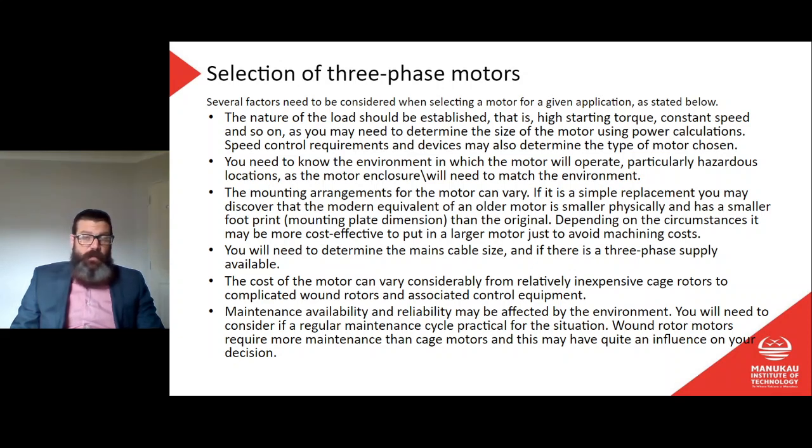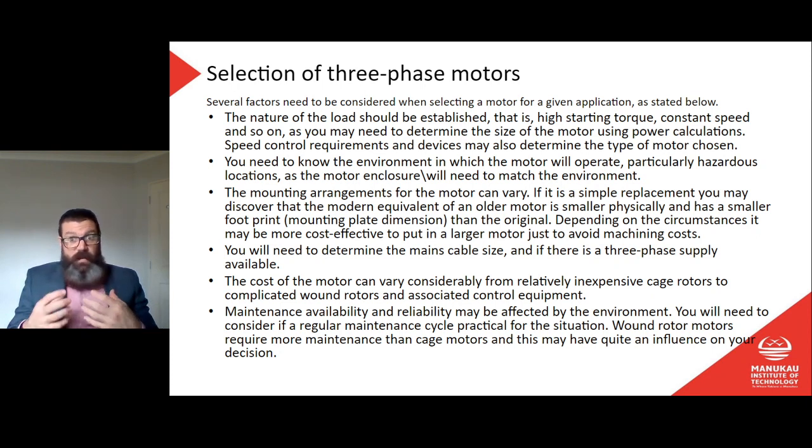The mounting arrangements for the motor can vary. If it is a simple replacement, you may discover that the modern equivalent of an older motor is physically smaller and has a smaller footprint, so the mounting plate dimensions will be smaller than the original. Depending on the circumstances, it may be more cost effective to put in a larger motor just to avoid machining costs. So that's what we're talking about there, is if I have to swap out a motor for one that is physically a different size, then how will I mount that new motor? If it's smaller, then my mountings might not line up anymore, and it's going to cost me more to adapt it to the original size than to just get a bigger motor.